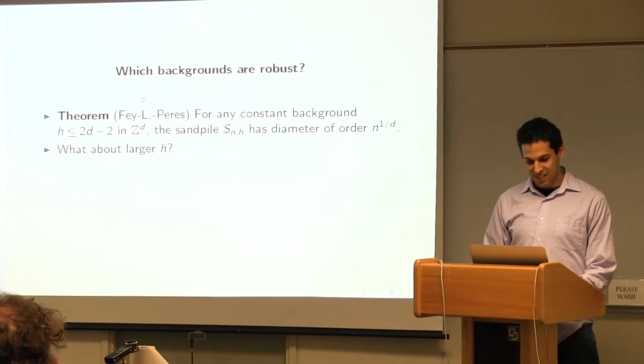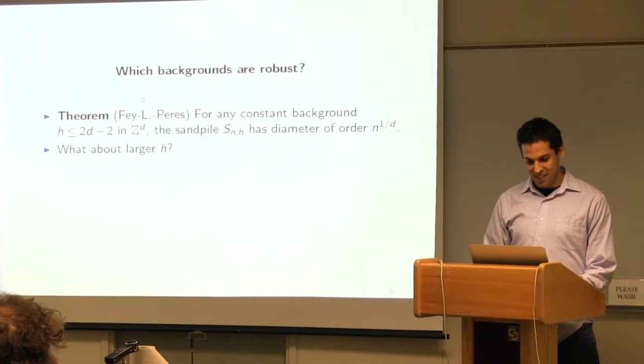So remember, 2D minus 1 is the biggest stable background. 2D is already unstable. You need 2D chips to topple. So this background, 2D minus 1, explodes. You could ask, well, what about in between 2D minus 2 and 2D minus 1? Maybe you start most sites with 2D minus 2 chips, but a few sites start with 2D minus 1. And it turns out that's also enough to explode.